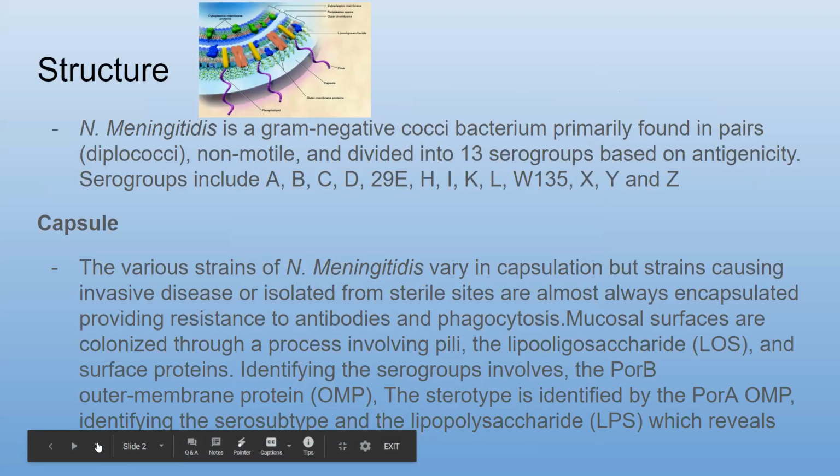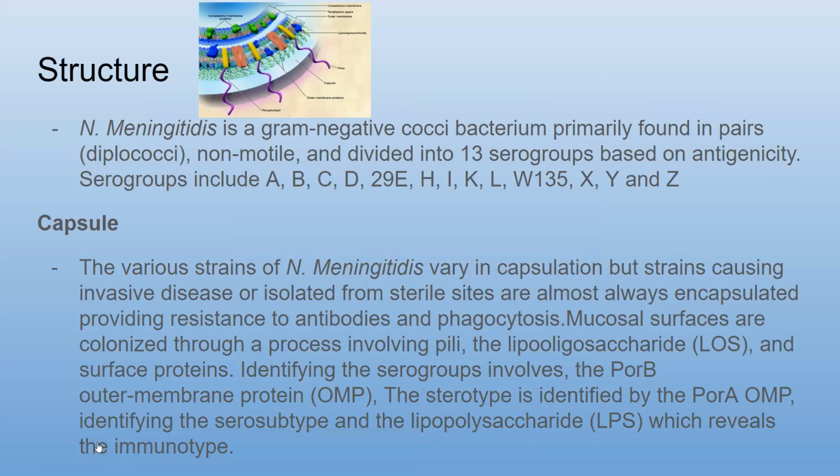Neisseria meningitidis is a gram-negative cocci bacteria primarily found in pairs, which is non-motile and divided into 13 serogroups based on its antigenicity. Various strains of Neisseria meningitidis vary in encapsulation, but the strains causing infectious disease or that can be isolated from sterile sites are almost always encapsulated, which helps to provide resistance to antibodies and phagocytosis within a host.